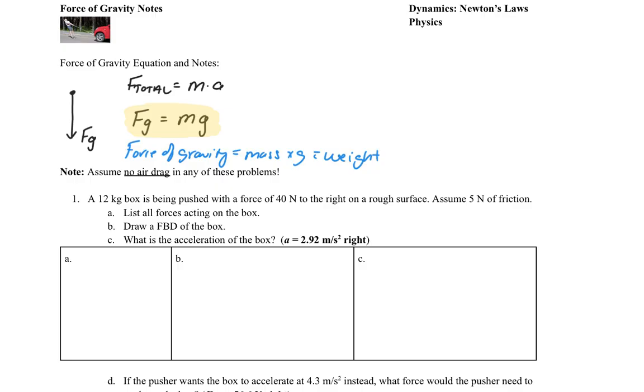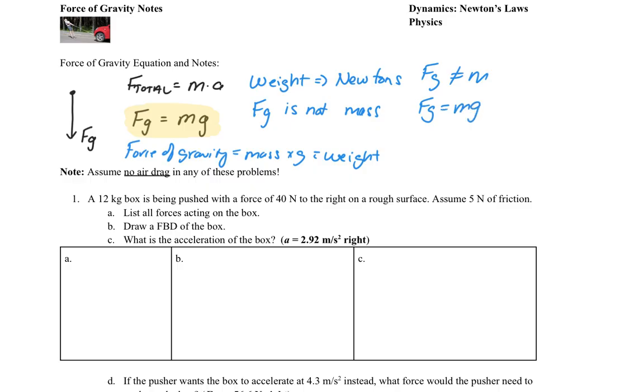But the weight of anything that we calculate is not going to be measured in pounds. Weight is going to be measured in newtons, just like all of our other forces. That's a really key concept to remember. The other thing we want to remember is that the force of gravity is not the same as mass. So Fg does not equal m, because we know Fg is equal to m times g.